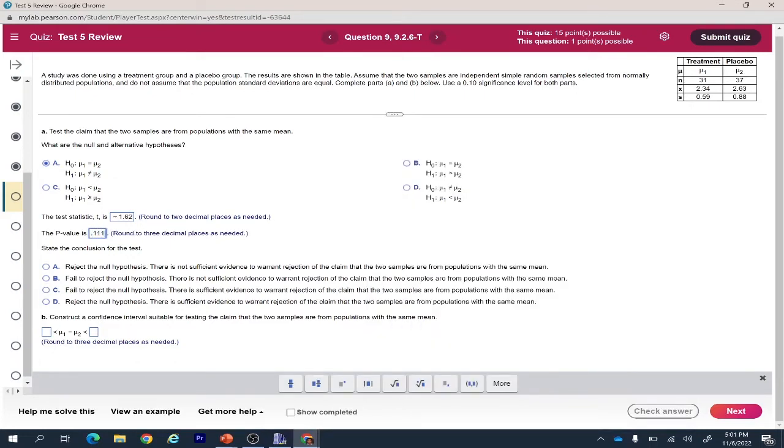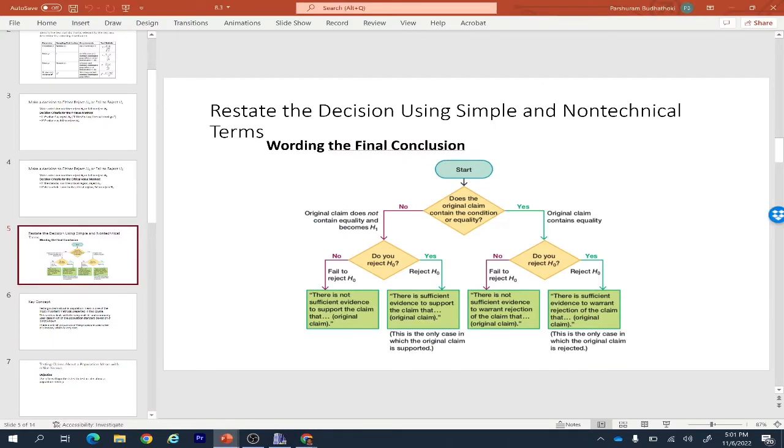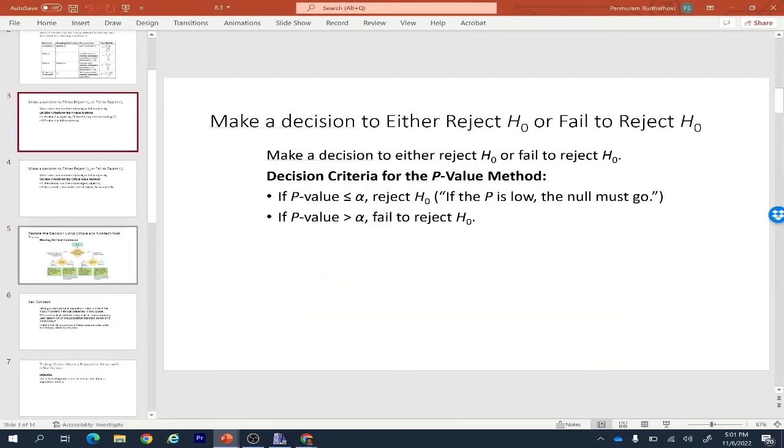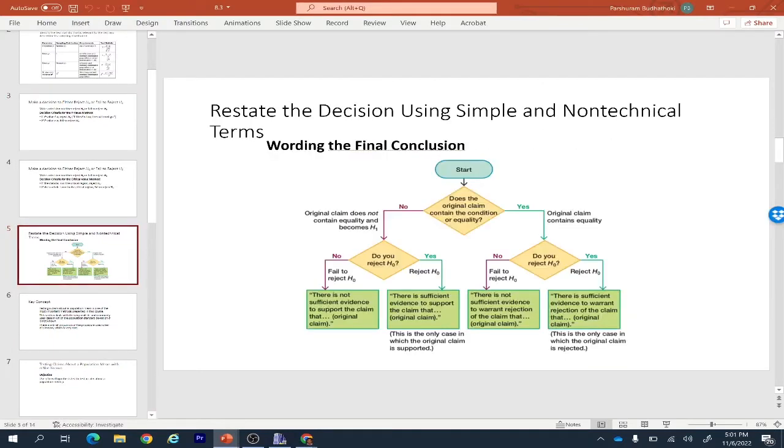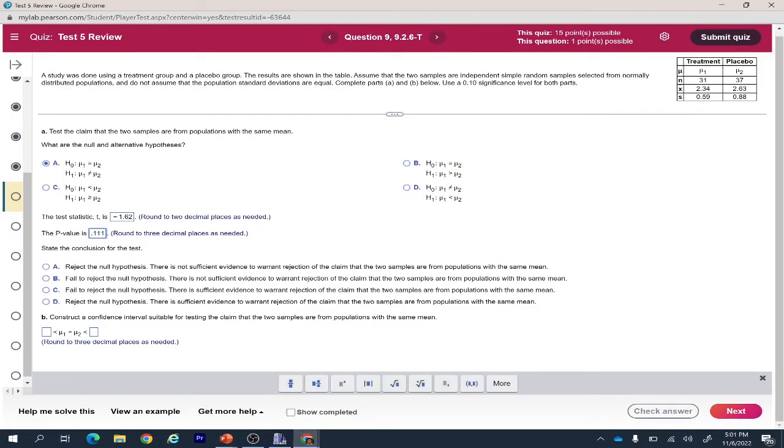As you can see here, the p-value is greater than alpha. Whenever you have a p-value greater than alpha, you fail to reject. So this is our conclusion: there is not sufficient evidence to warrant the rejection.